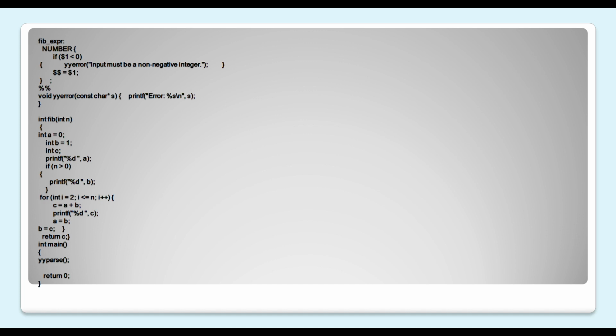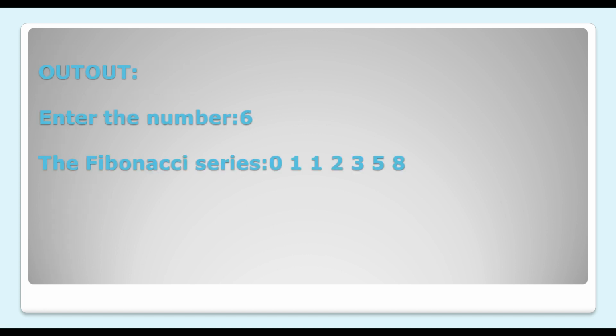The C code for the Fibonacci series starts from int a equals 0, giving the variables, and printing the variables. On getting all the commands, we get the Fibonacci series of 6 as 0, 1, 1, 2, 3, 5, 8. Thank you.